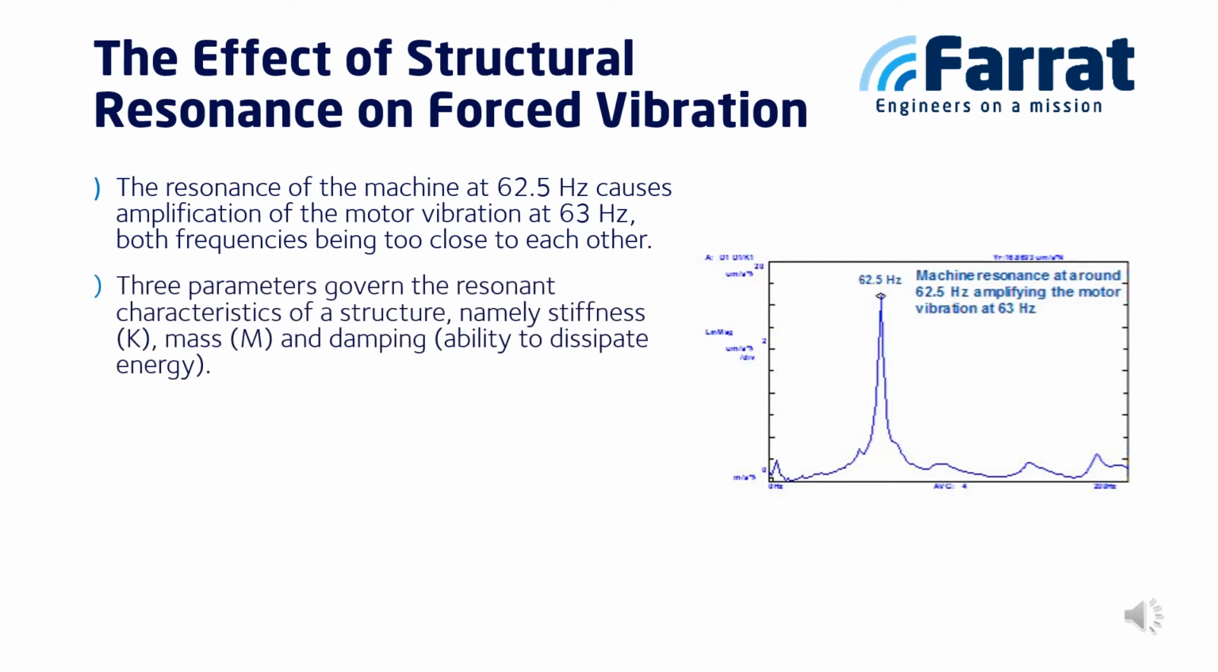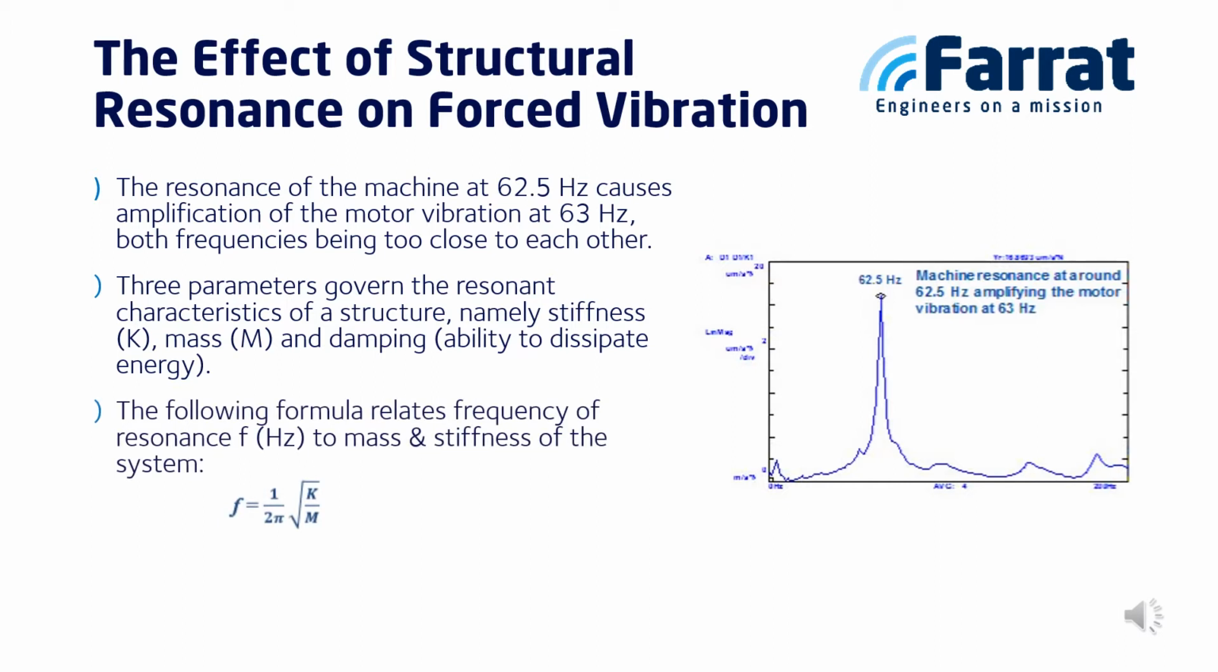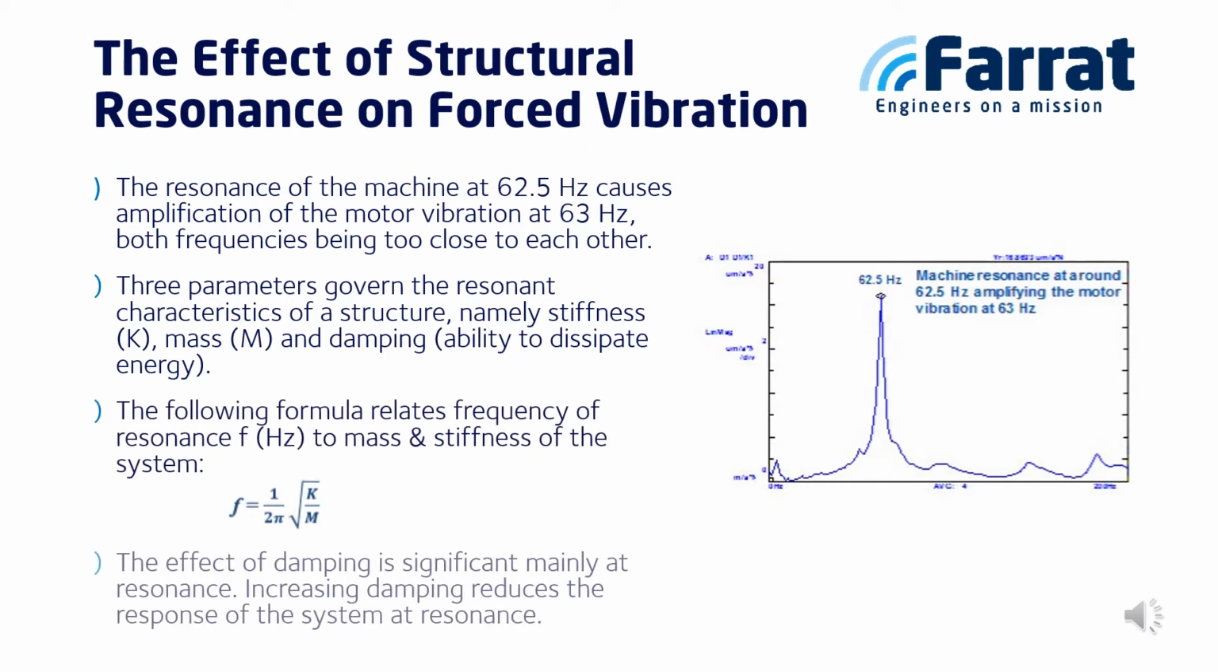Three parameters govern the resonant characteristics of a structure: stiffness, mass, and damping. You can use the formula on screen to relate the frequency of resonance to mass and stiffness. The effect of damping is significant mainly at resonance. Therefore, increasing the damping reduces the response of the system resonance.